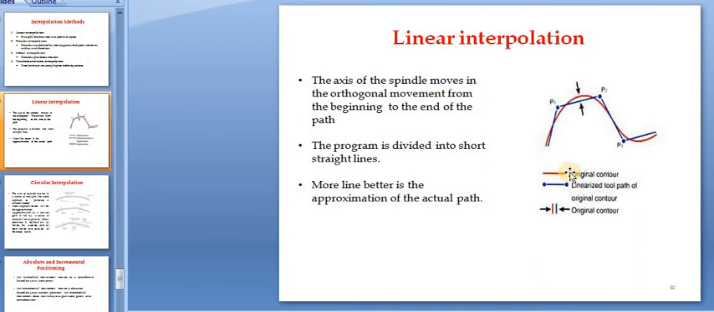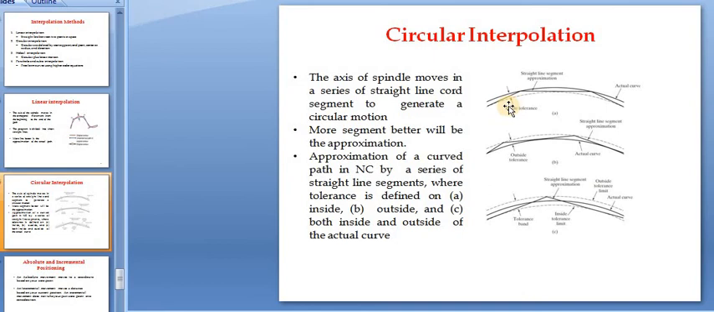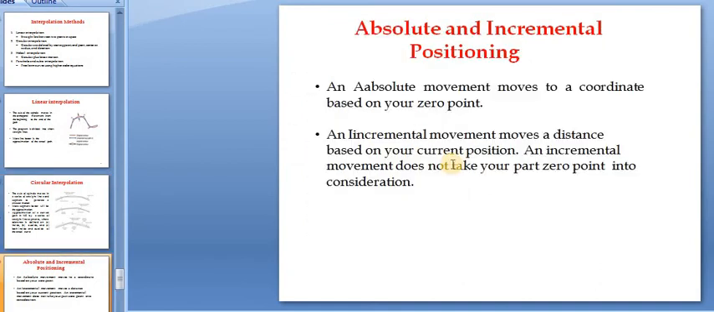What is linear interpolation? Look at this. The red mark is the original contour. The linear tool path goes like this, P1 to P2 to P3, and the difference between these two is called the contour error. This is circular interpolation. You can see the axis of the spindle moves in a series of straight line chord segments to generate a circular motion. The more segments, the better the approximation.